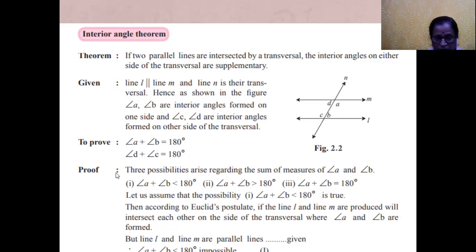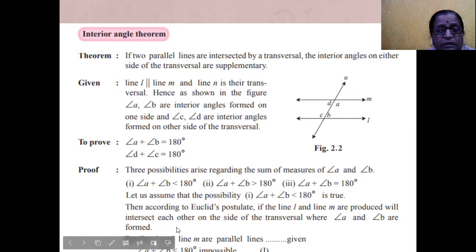Then three possibilities arise regarding this sum of the measures of angle A and B. One possibility is that angle A plus angle B is less than 180, the second possibility is that angle A plus angle B is more than 180, and the third possibility is that angle A plus angle B is equal to 180. Then we will test the first possibility, that angle A plus angle B is less than 180. We can consider it true.